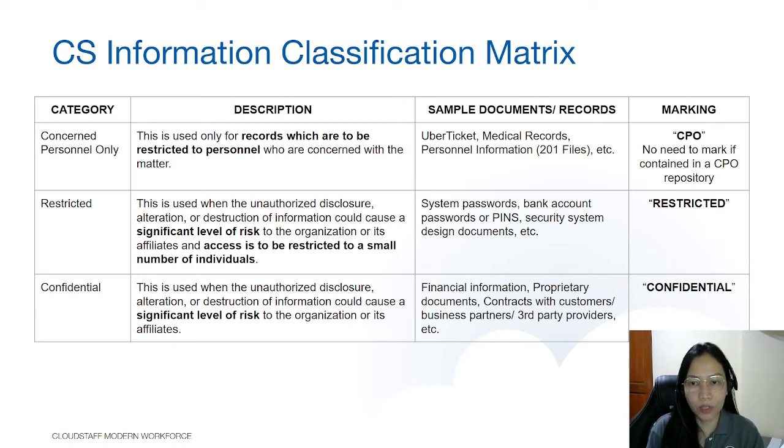The third one is confidential. This one is similar to restricted. However, this somewhat can be shared to a bigger audience like business units. Of course, taking in mind that they have a business need to know. Compared to restricted, which is just for a small number of individuals, at least this one is a bigger audience. Samples are financial information, proprietary documents, or contracts with customers, and the like.